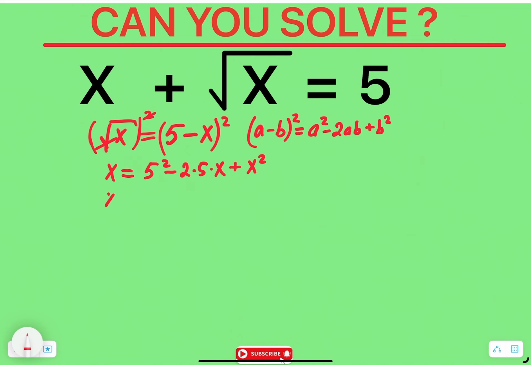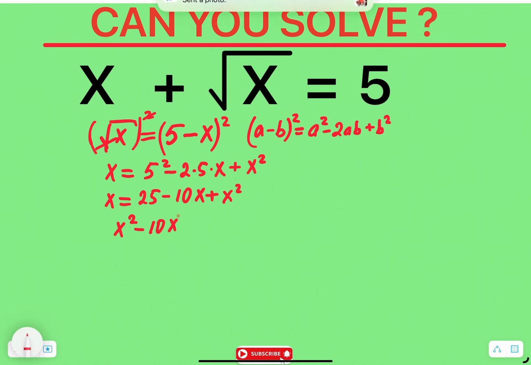Now let's write it again. x equals 25 minus 10x plus x squared. Let's combine like terms together. Let's bring this x to the right side too, and let's rearrange it this way: x squared minus 10x.